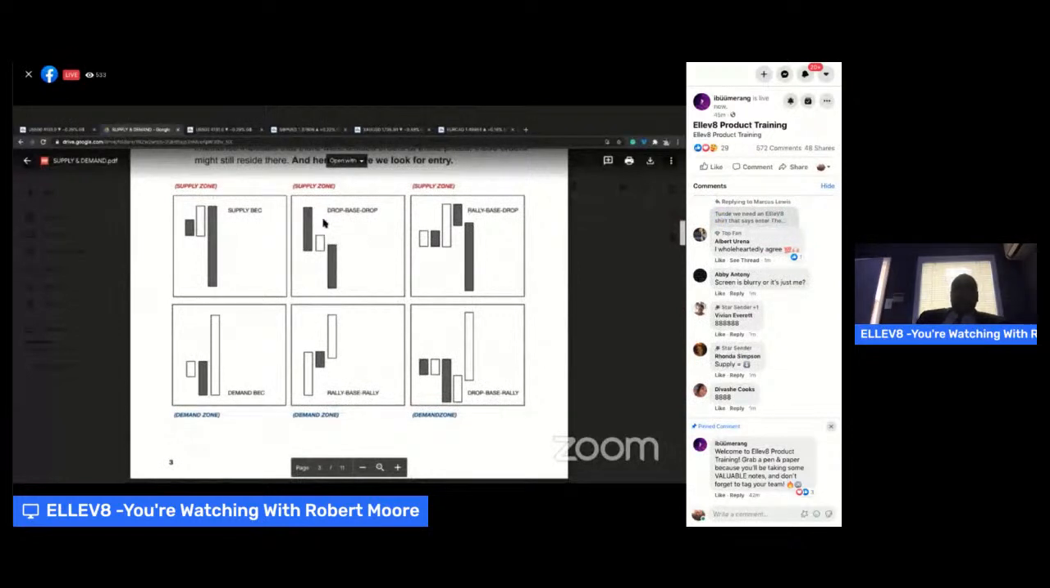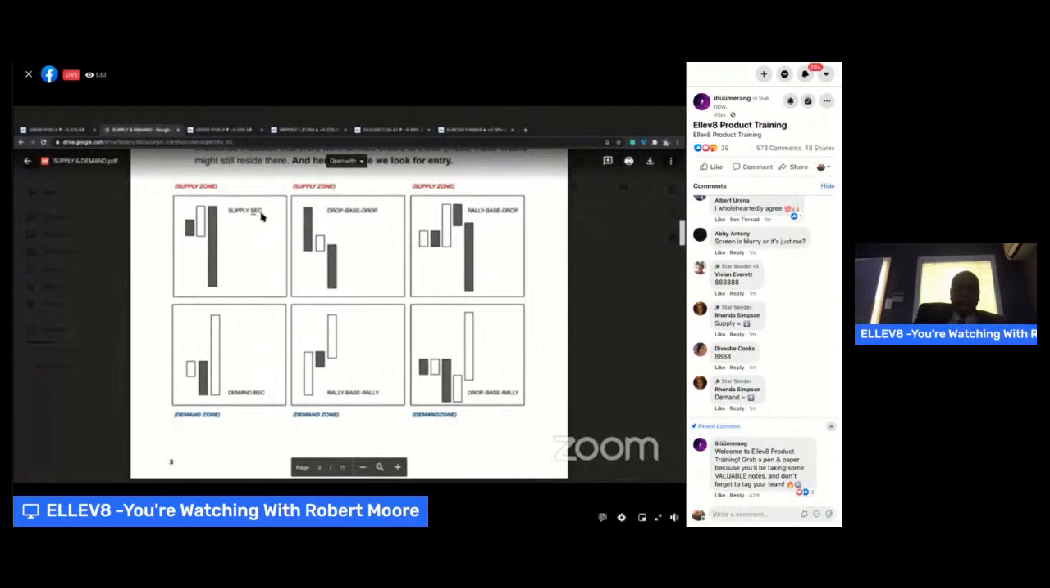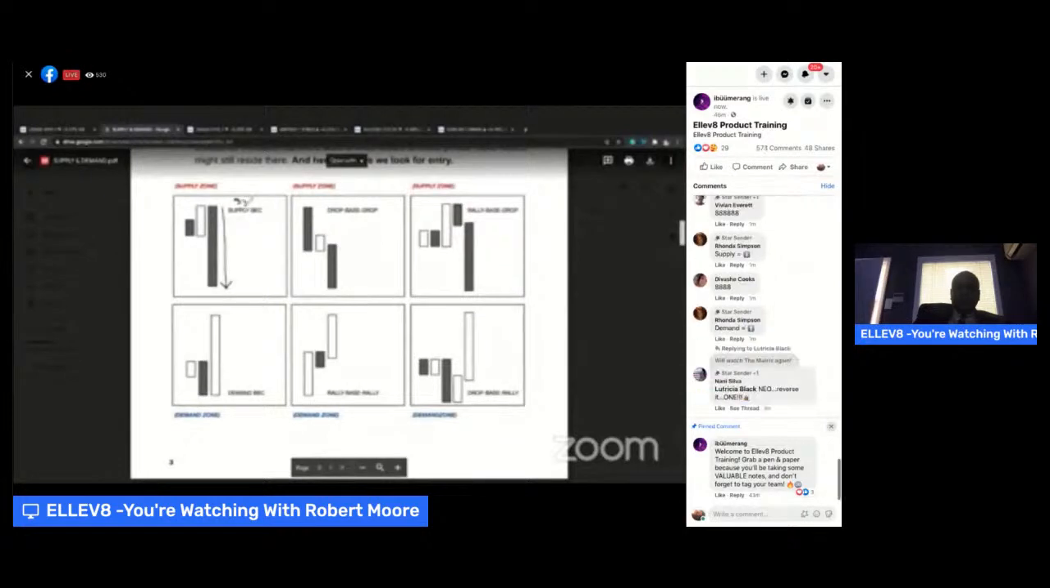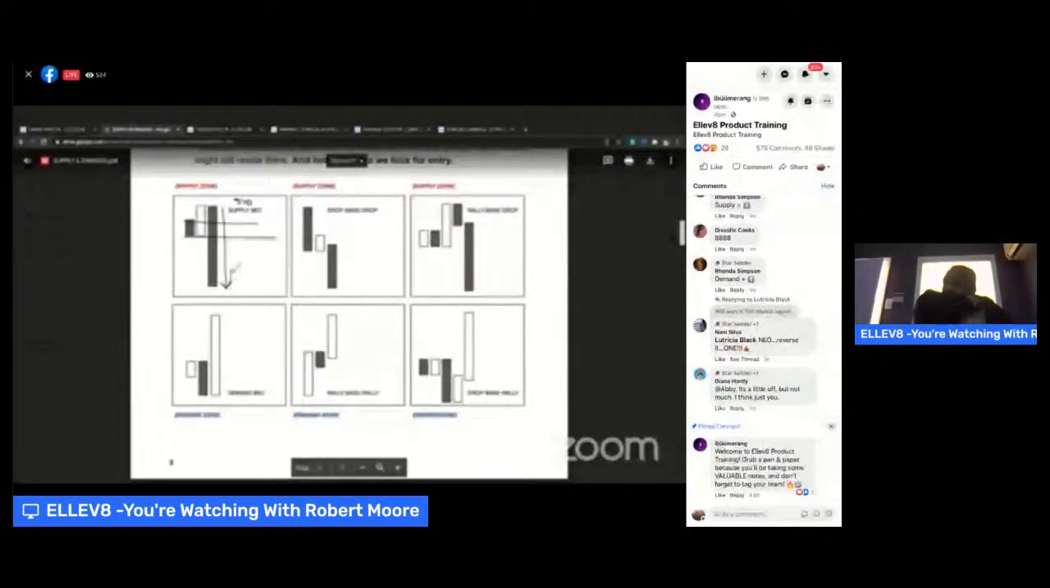So here goes, the supply BEC. When you come to our class, we'll explain what the BEC is. It's a great candle type. Here you have a big bearish candle. My selling candles are black and my buying candles are white. Here supply is greater than demand. Here is an equilibrium zone that price will mitigate back to and then fall.